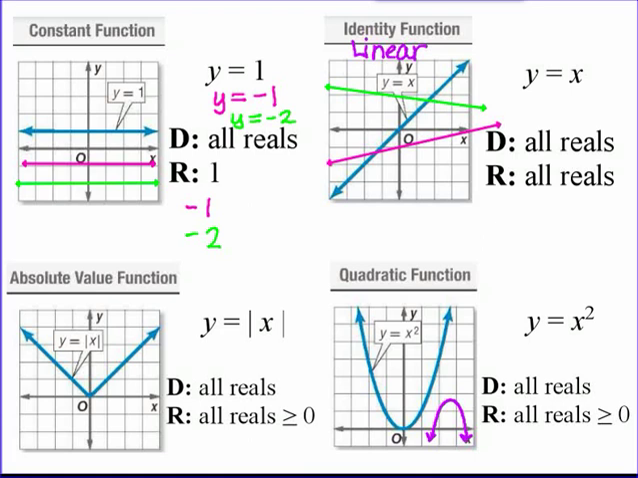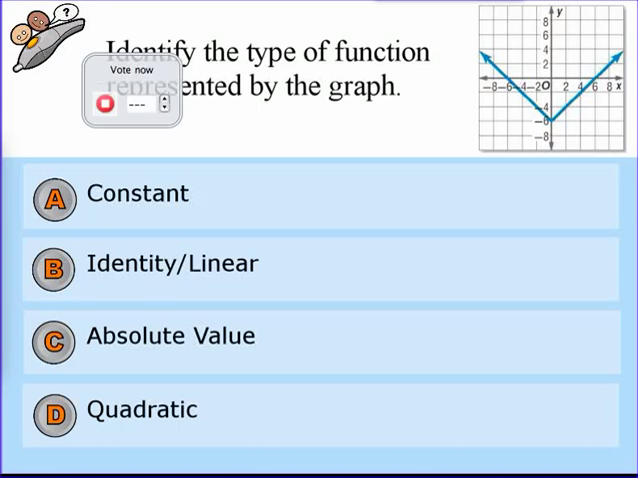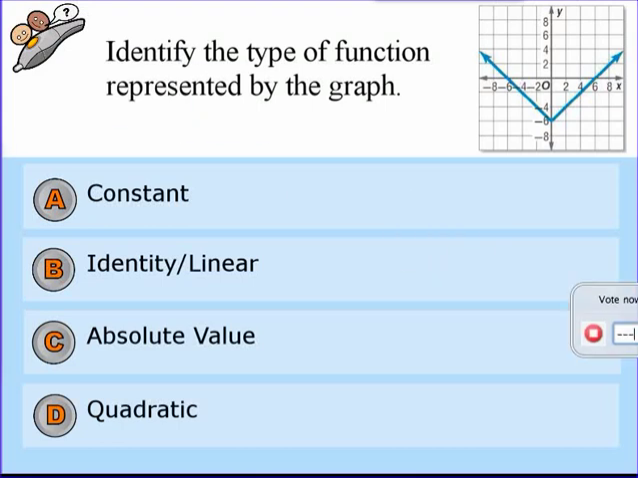Now we're going to test your short-term memory skills. I'm going to give you an example, and you're going to have to tell me which of the four is the graph. So, first one. Identify the type of function. Is this one A, B, C, or D? Quick, quick. I don't want you looking at your notes. I want you to go off of your memory. What is it going to be? You might need to turn them on.